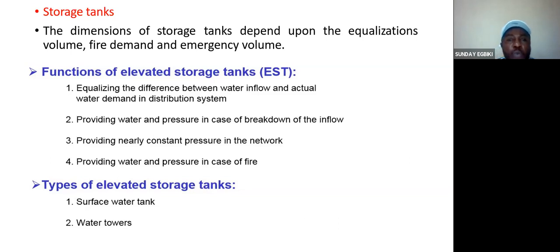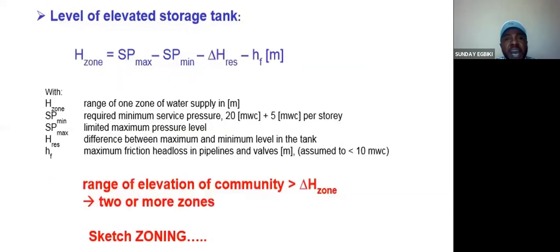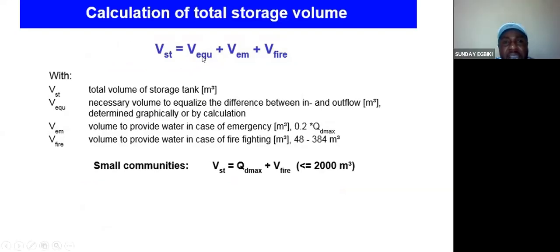What you need to do is calculate what we call the equalization volume. The actual volume of your overhead tank is the equalization volume plus the volume for emergency plus the volume for firefighting, if you are not separating the volume for firefighting. If you are separating it, you just combine the equalization volume and the volume for emergency. And how do you get the equalization volume?